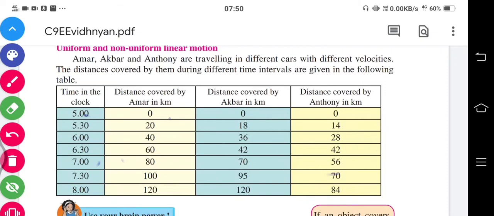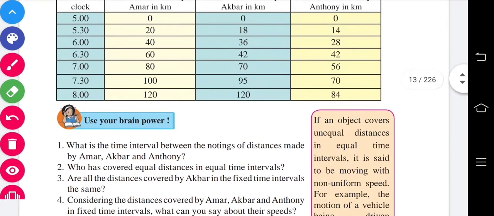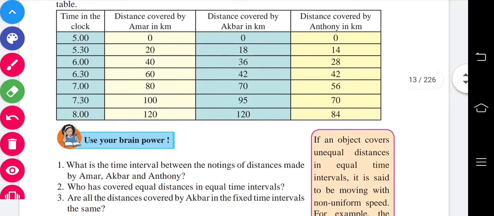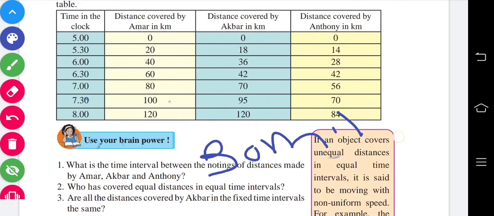Now the next concept is that you use your brain and tell me the answers to the questions below. What is the time interval between the noting of distance made by Amar, Akbar and Antony? So what is the time interval? Yes, 30 minutes. Everyone has 30 minutes. Correct? The time interval is 30 minutes.